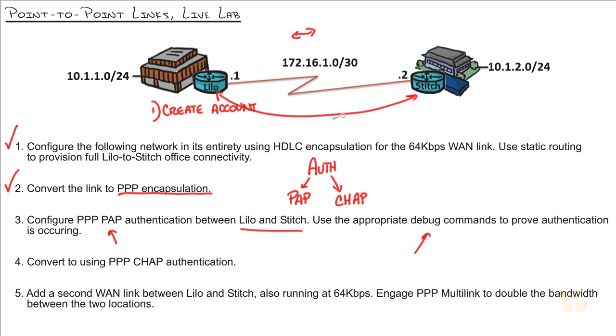So when Stitch comes over to Lilo and says, "Hi, I want to connect over this WAN link," Lilo can say, "Okay, well, let me check you against my user database. You said you're Stitch, right? And then let me check your password you're giving me. Okay, check, you're good. I'm allowing you in."